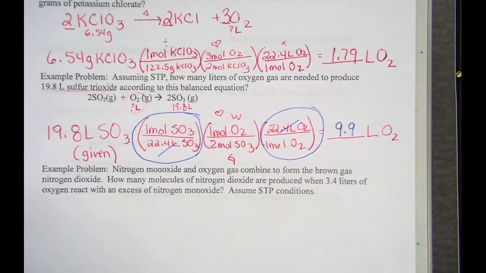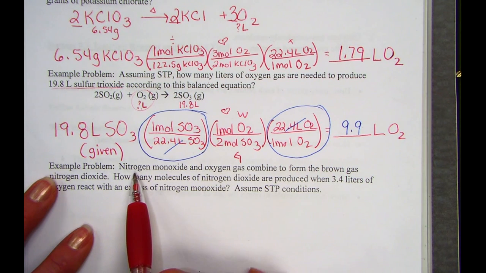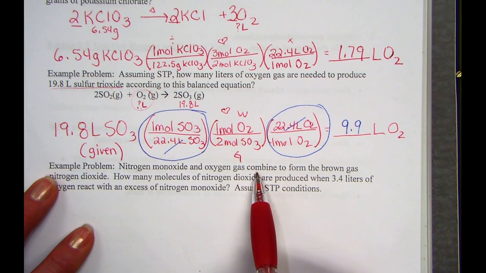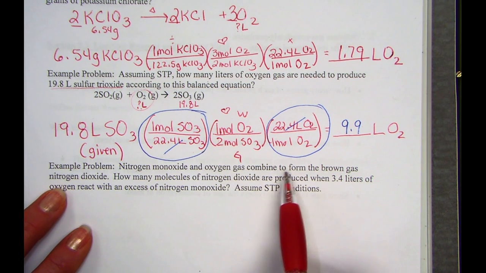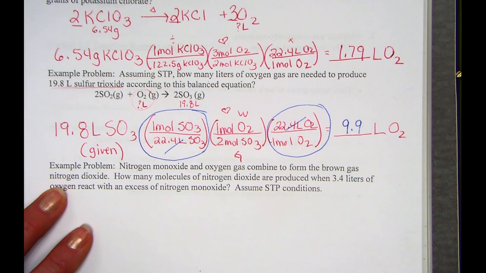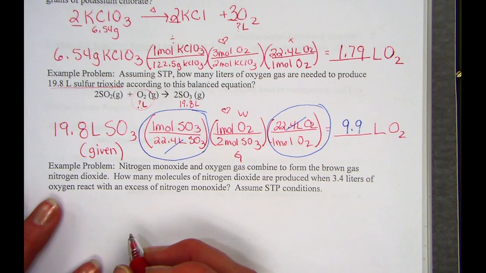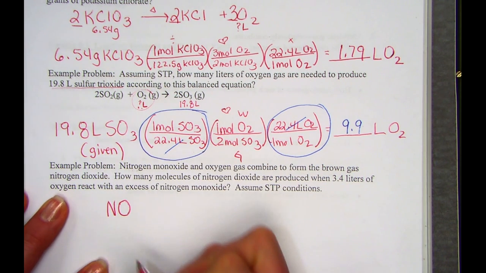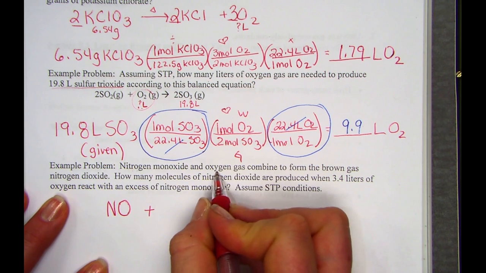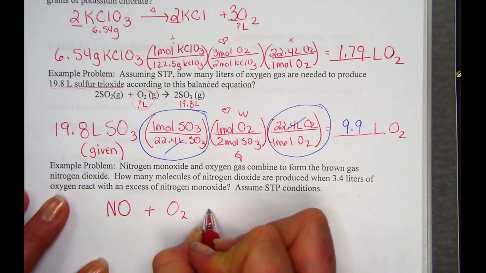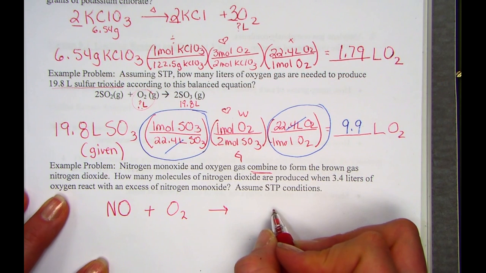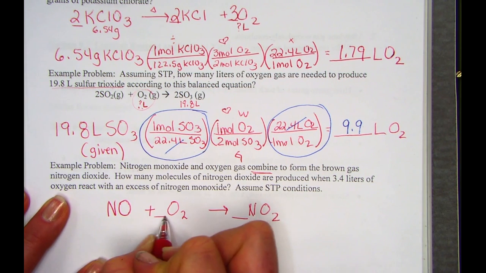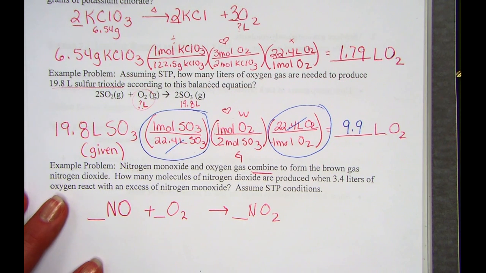We have one more on our page. Let's take a read together, please. Read it with me. Nitrogen monoxide and oxygen gas combine to form the brown gas nitrogen dioxide. Let's pause there and get those words into a recipe. Nitrogen monoxide, NO, and oxygen gas combine to form nitrogen dioxide, NO2. Here are those prefixes for these molecular compounds.